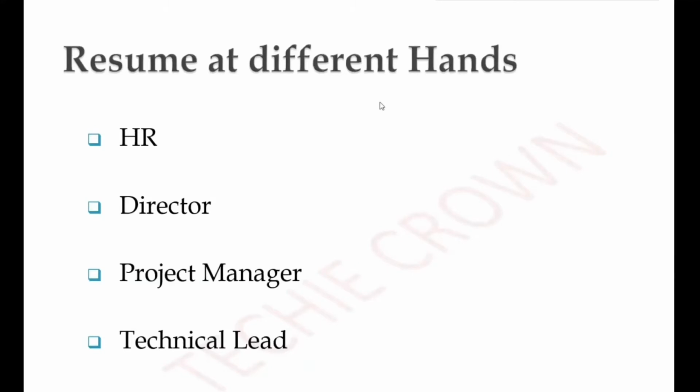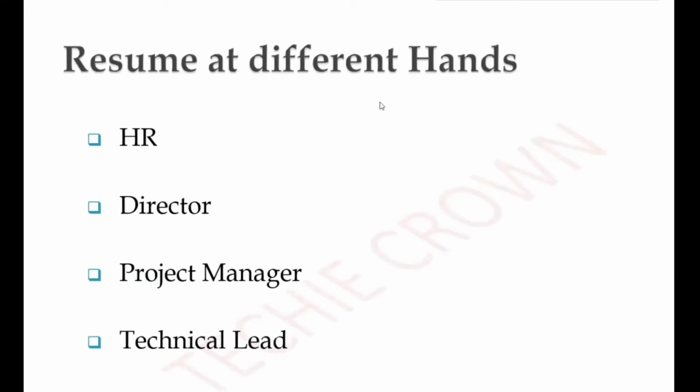Then the director would be looking for a few pieces of information, which include your total years of experience, your current organization, and then the relevant experience you have on the specific technology, and what additional technologies you are aware of, and how soon you can join. Once he evaluates your resume and filters based on the technologies and the requirements, then he might move the resume to the next interview panel.